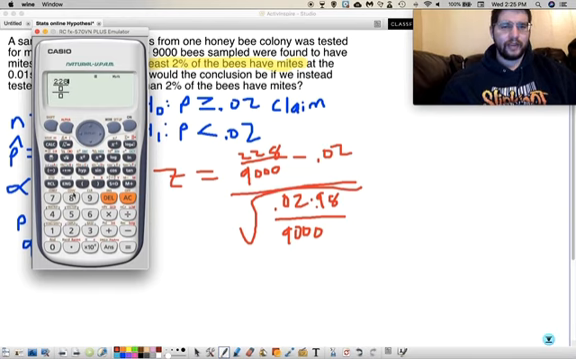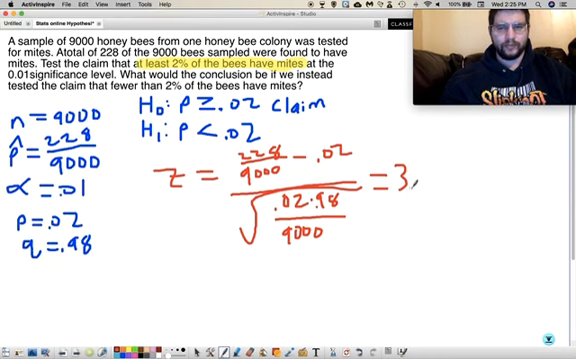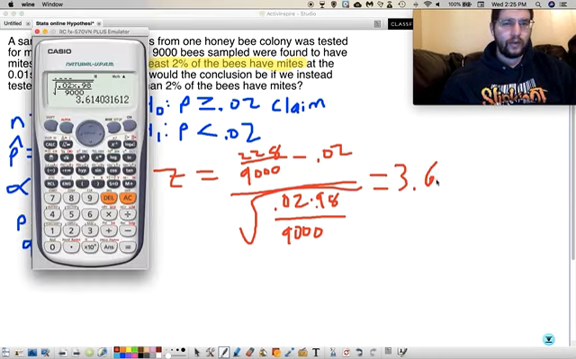We have a fraction inside of a fraction. Minus 0.02, square root of 0.02 times 0.98 over 9,000. And let's see what that gives us. 3.6140.